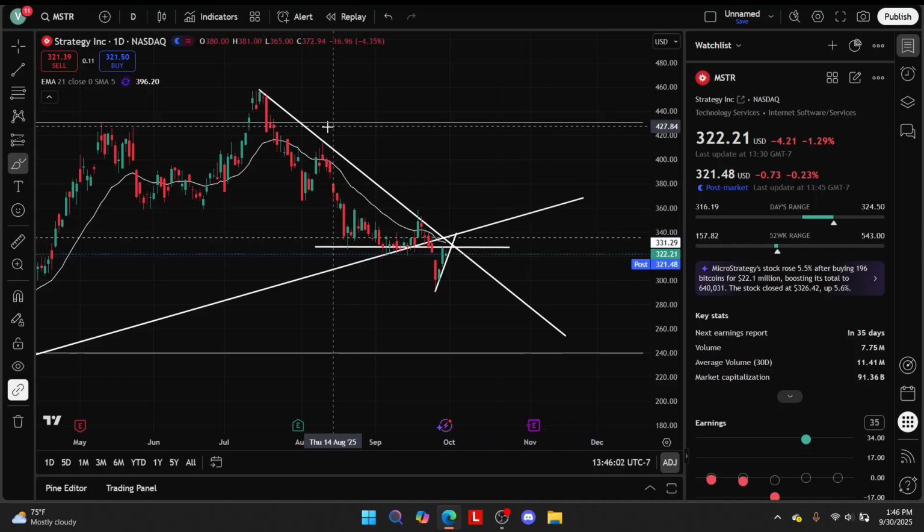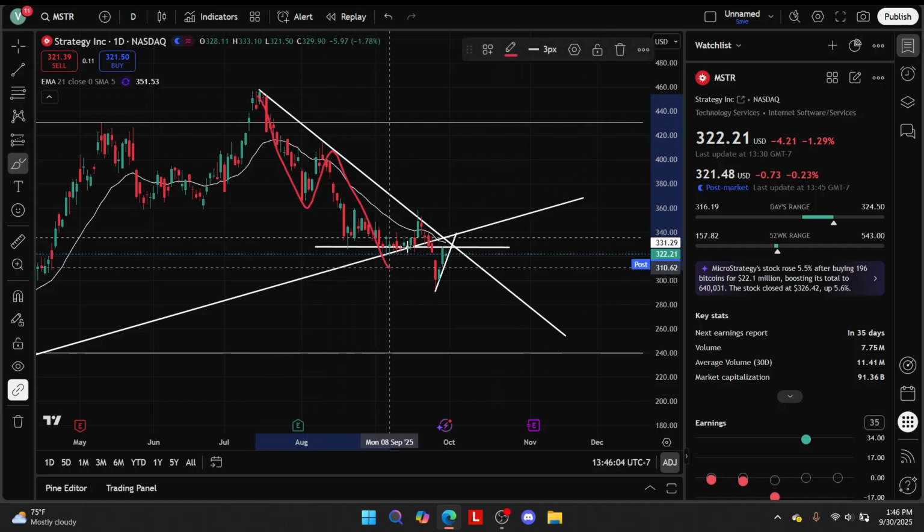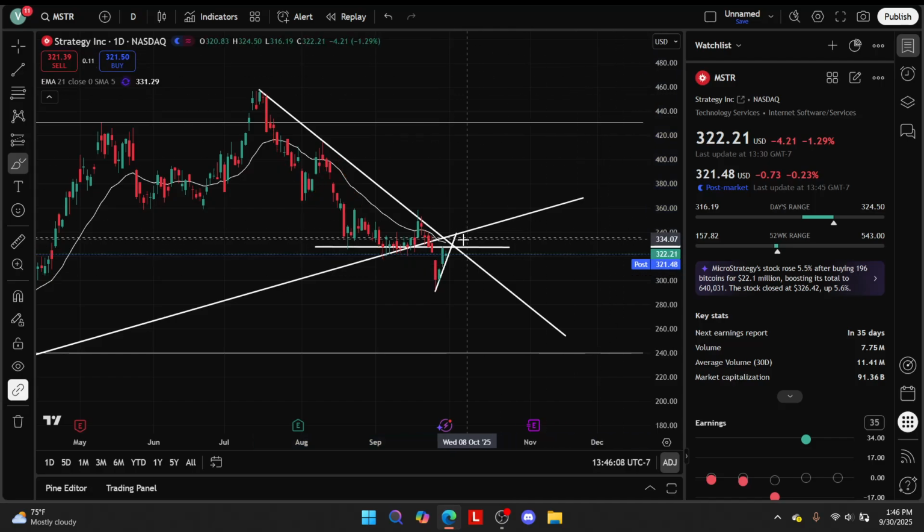Overall, the trend is still long-term down. Price is still making lower lows and lower highs. So that is something to keep in mind. But in the near term, there is a strong little bounce here. Overall, it's still bearish territory.